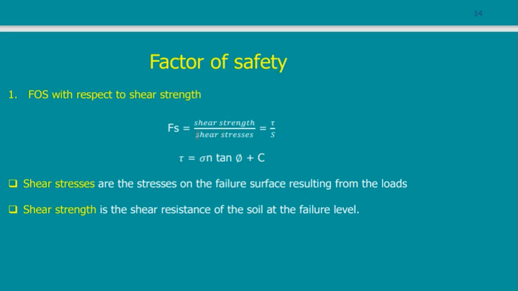The second case, or the denominator here, is the shear stress. The shear stress is the stress causing you to fall, or causing the slope to fail. What is this value? It is the power of your friend who is pushing you. So it is the stresses acting on the soil.